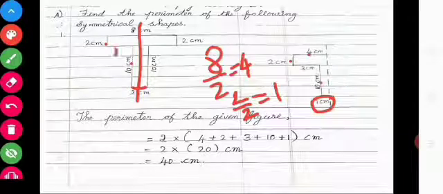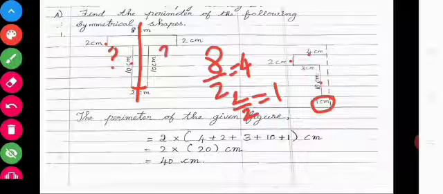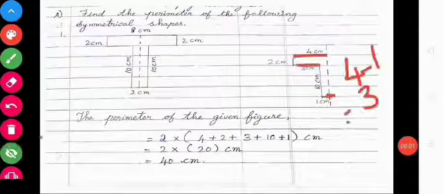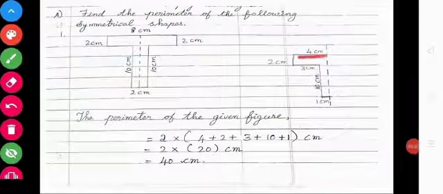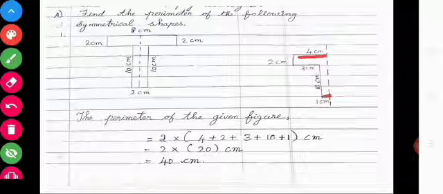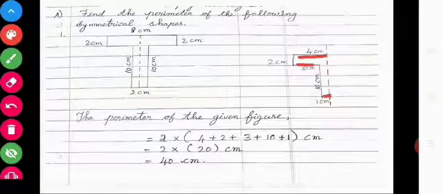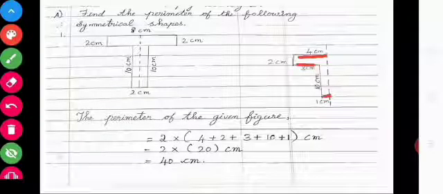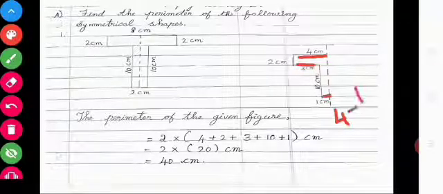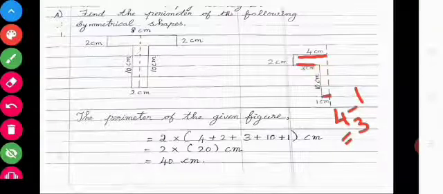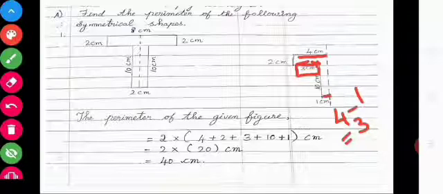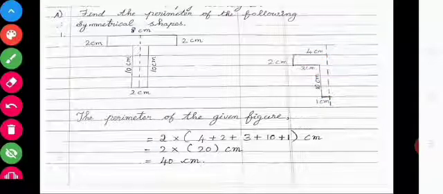This side we don't know how many centimeters it is. We have to find it. How to find? See here, this side 4 centimeter and this side 1 centimeter. The remaining part we should find. So subtract 4 minus 1. It is 3 centimeter. Yes, the remaining part is 3 centimeter. Now write it in the figure.